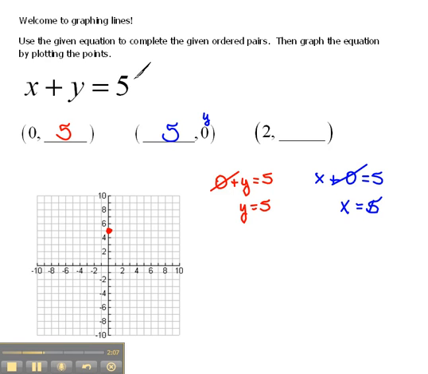So let's plot this point. That point says go 5 in the x direction and nothing in the y direction. Well, that would be this point right here.